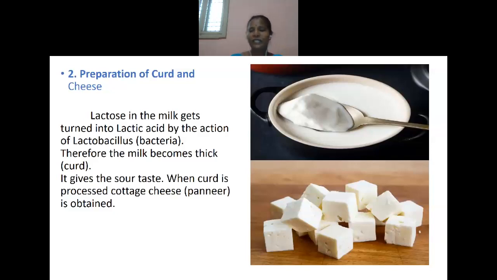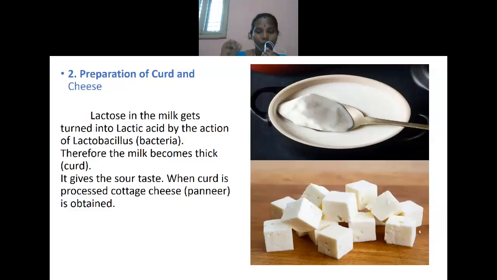Next one is the preparation of curd and cheese. We know very well that milk has lactic acid. Then we add a few drops of curd into the milk, and that curd has lactobacilli. Lactobacilli is one of the bacteria.